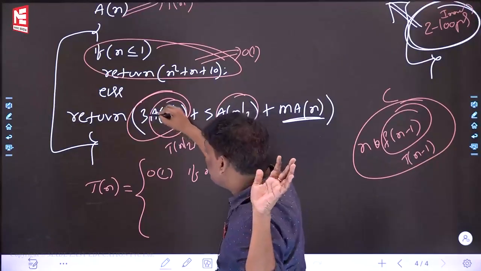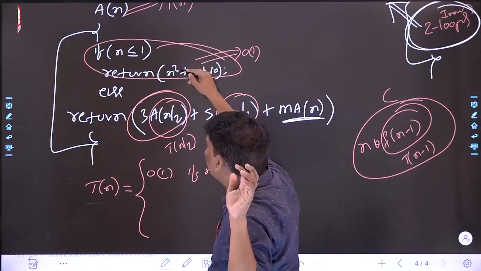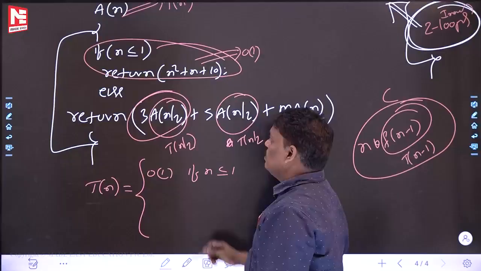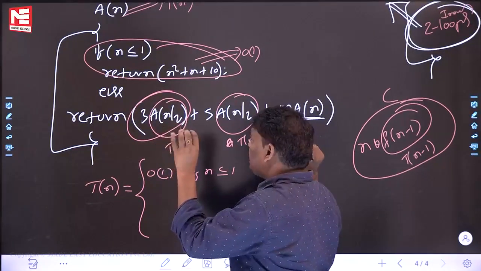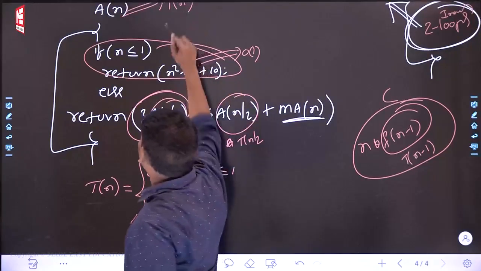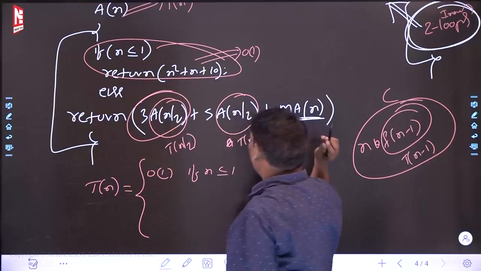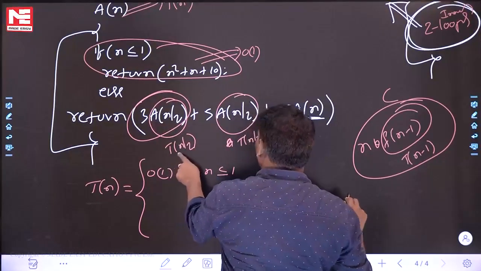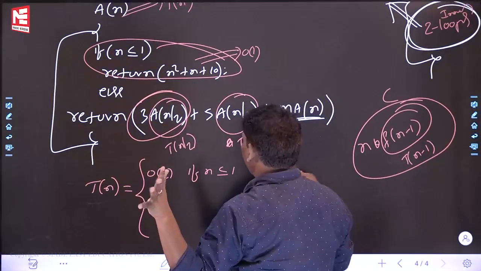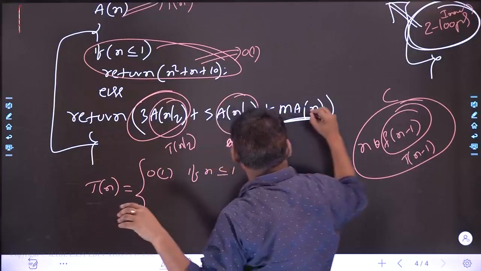If anyone wants to take it directly, then why don't you take n square directly? Please be careful. We only concentrate on function calls: T(n/2), T(n/2). Next, is there any loop? Only two recursive calls are there, so 2T(n/2) will come. Next, is there any loop further? No. Here indirectly a loop is there.